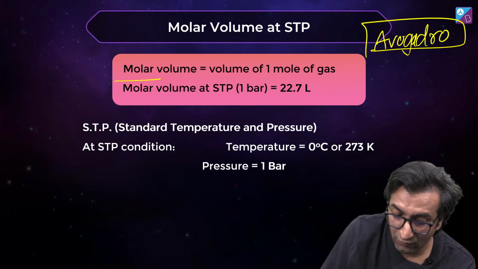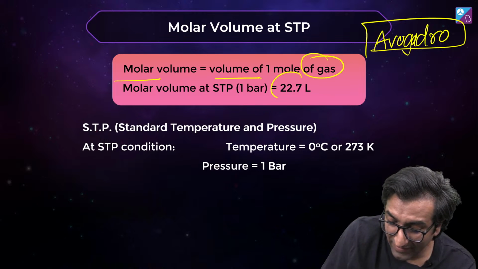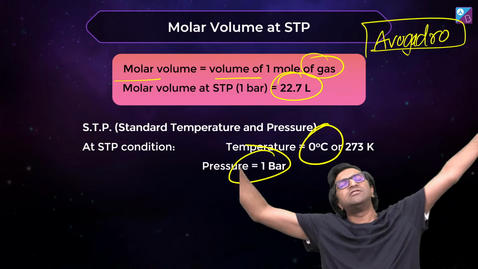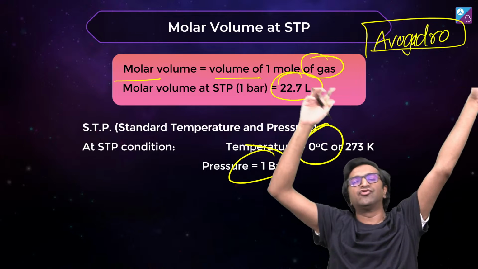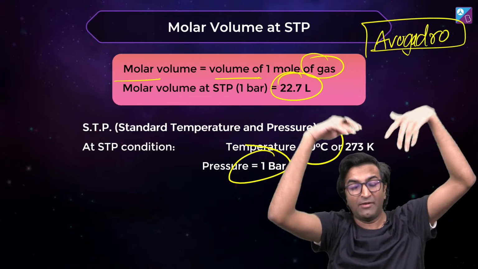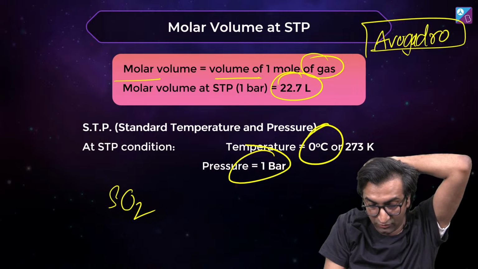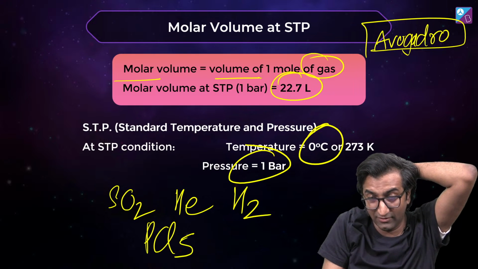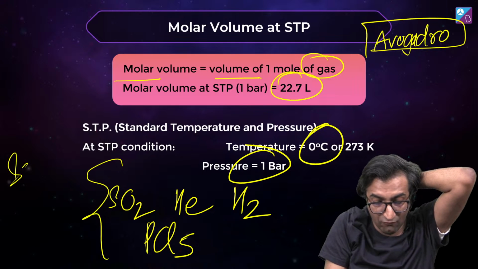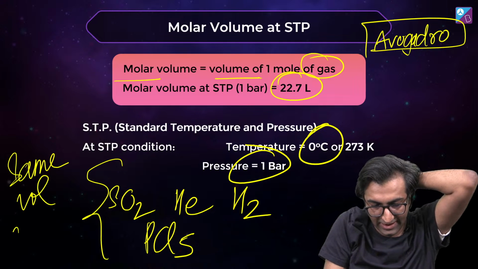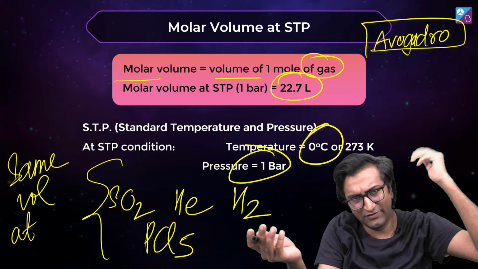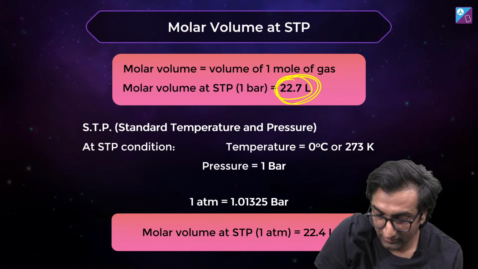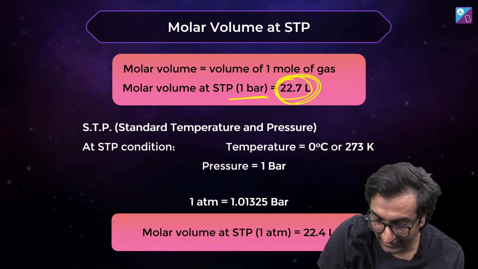So anyway, molar volume is the volume of 1 mole of a gas and it's always constant at this temperature. This is mind blowing. It doesn't matter which gas you take. Helium, hydrogen, monatomic, diatomic, triatomic, SO2, He, H2, PCl5, that's also a gas. All of them have the same volume at a fixed temperature. That's crazy. 22.7 liter is the volume at 1 bar and 0 degrees Celsius.